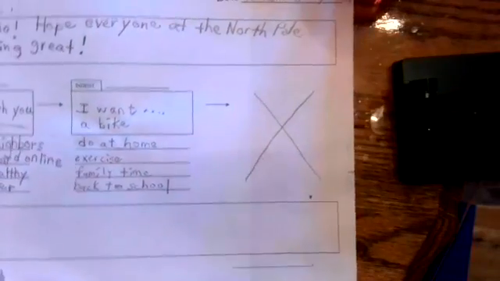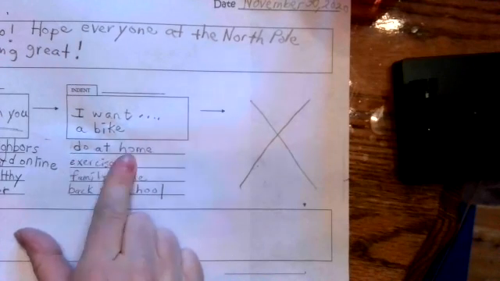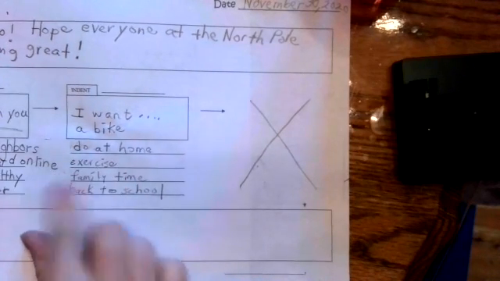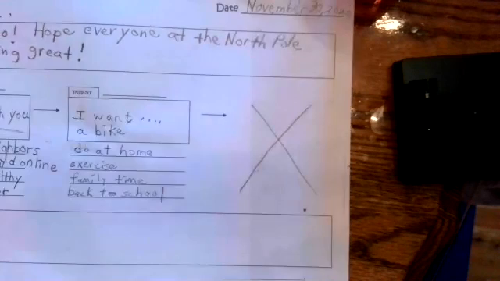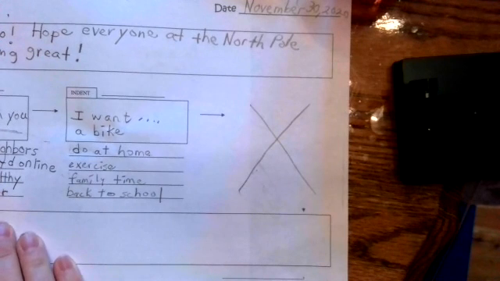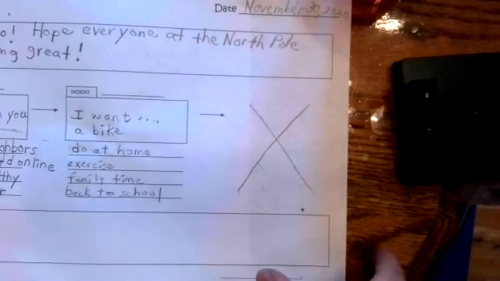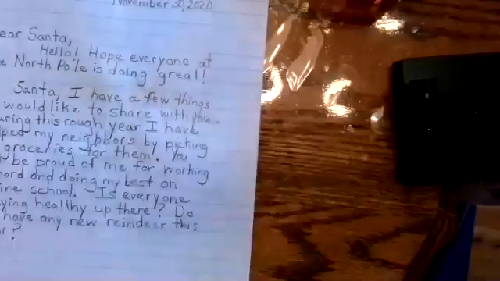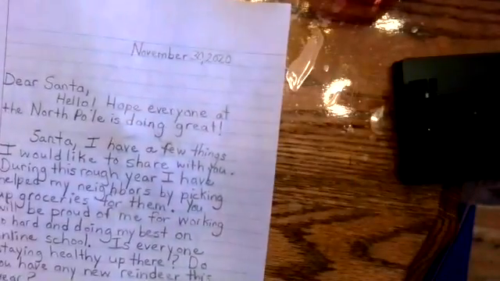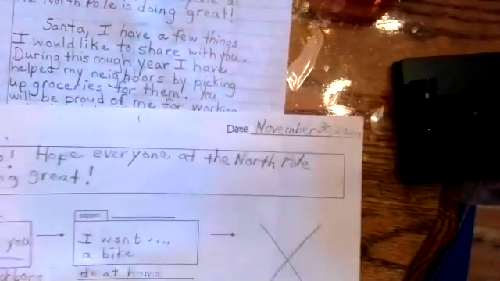So notice I transferred that over into my flow map. I want a bike. I'm going to talk about how I can do it at home. It's exercise, family time, and how I want to go back to school. So we're going to go ahead and take this just like we did on Tuesday with the other paragraph, and we're going to write that second and last paragraph in our letter to Santa. Okay, so we're going to take our paper, okay, and we're going to look at a flow map.